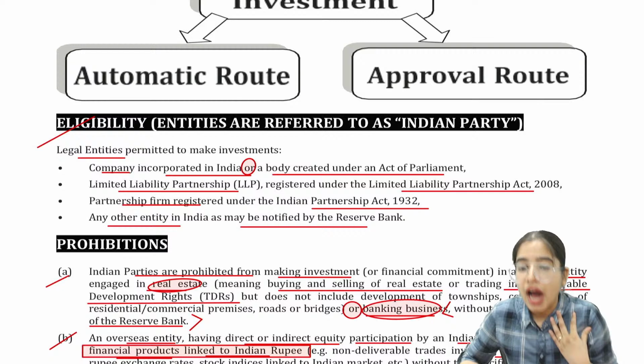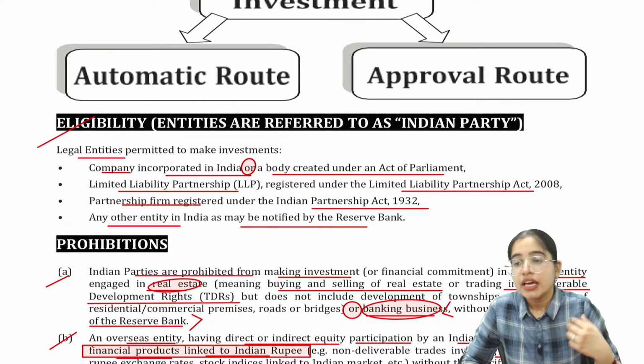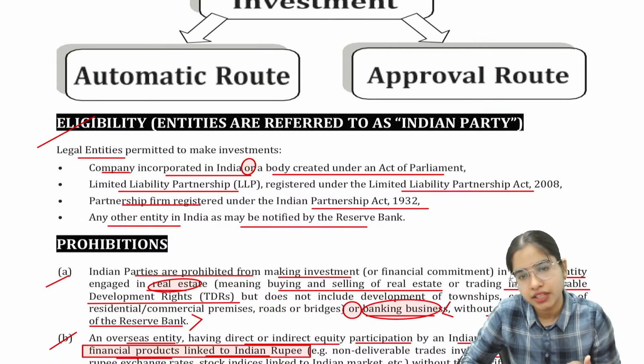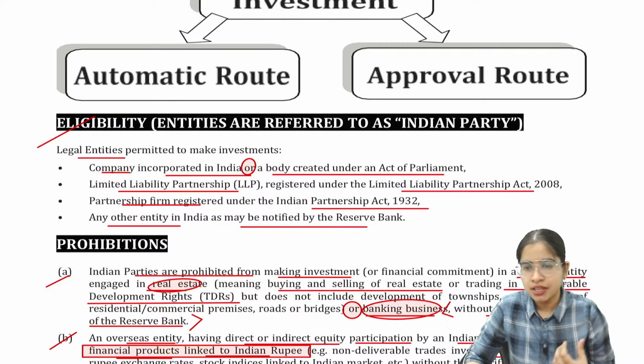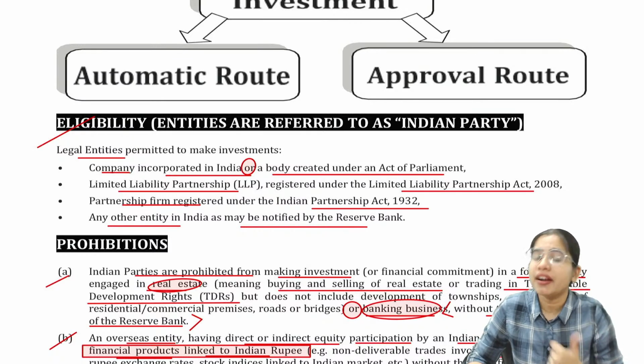It's like, I am a company, can I invest outside India? Yes. Can I open a joint venture or wholly owned subsidiary outside India? Can I make ODI? Yes. I am an LLP under the LLP Act. Can I make ODI? Yes. I am a partnership firm. Can I make ODI? The answer is yes. Even a partnership firm can make.